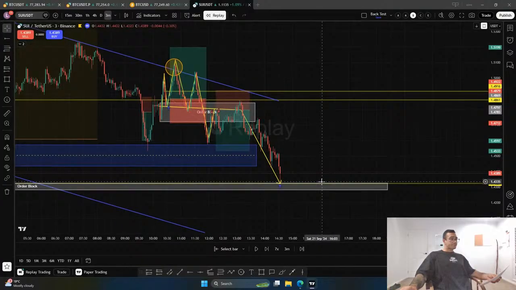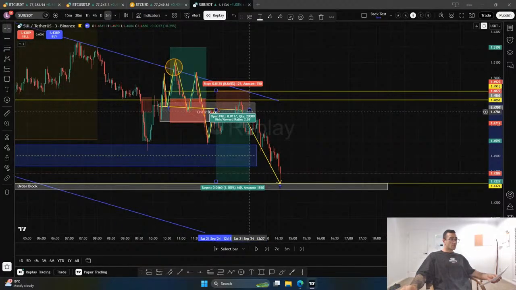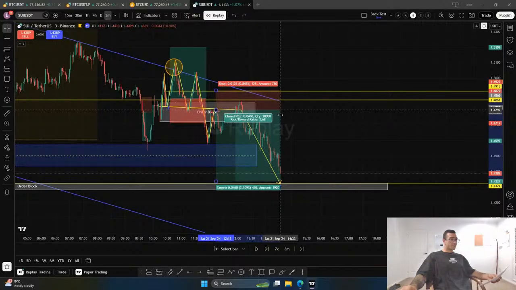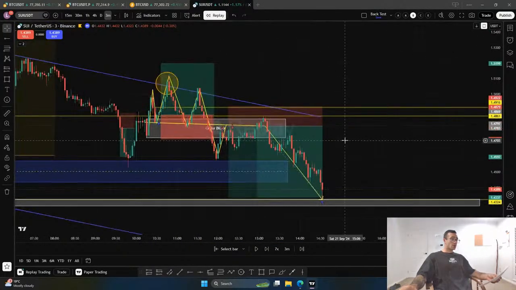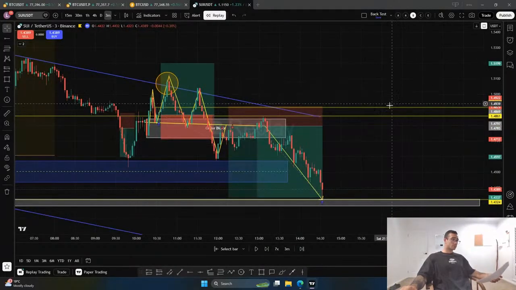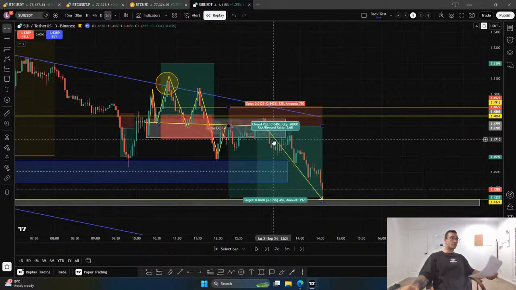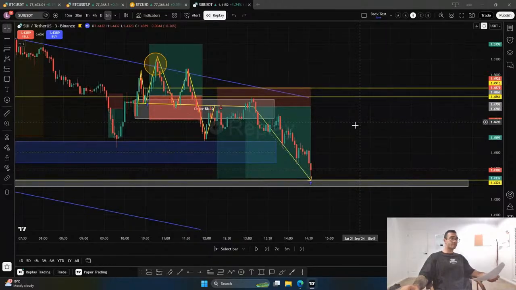So, look at that trade. Anyway, that was spotted from a head and shoulders. Stop loss is in a beautiful place as well. It's a beautiful trade, okay?